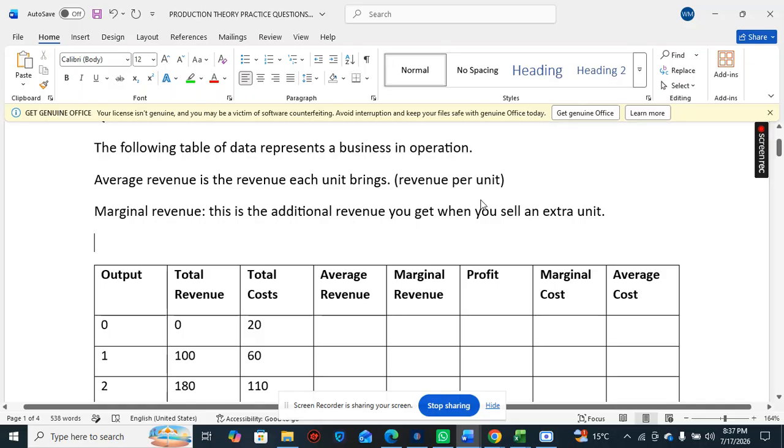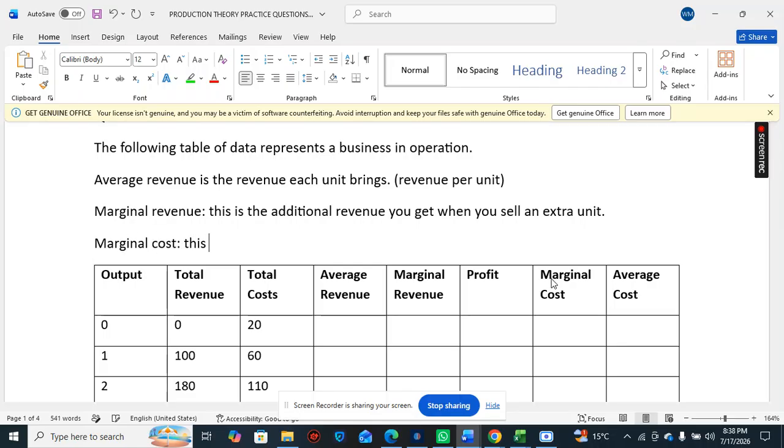Then we have profit here, then marginal cost. Marginal cost is the additional cost you incur when you produce an extra unit.